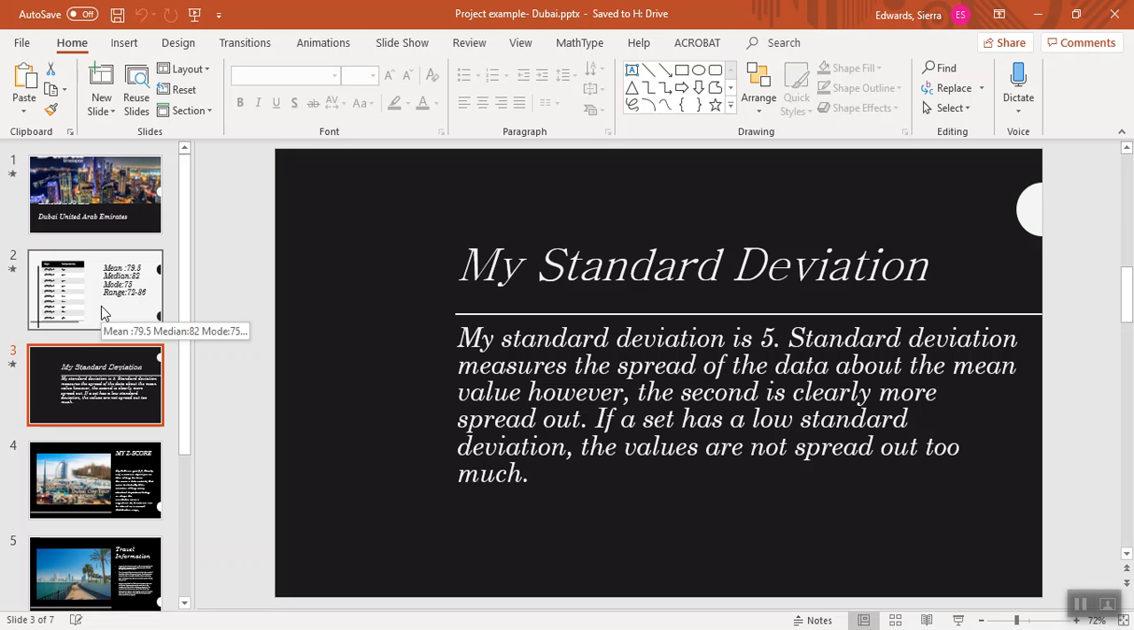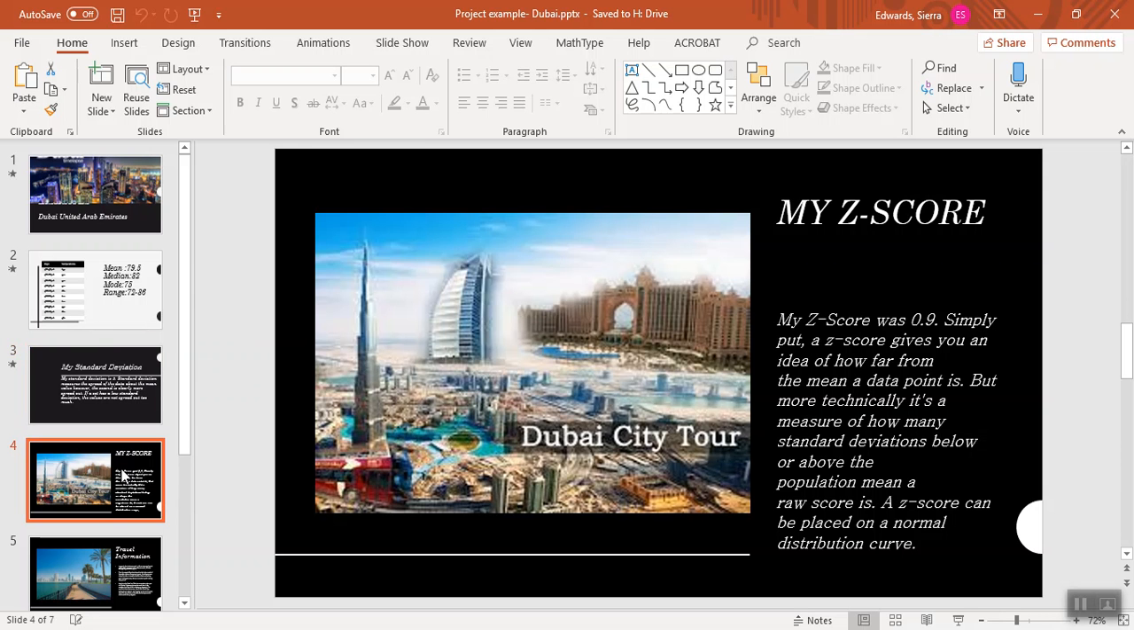All right, the next slide was about the Z-score. I will also show you how to do this in Desmos, but your Z-score should have some words behind it. It should say, like, my Z-score was this.